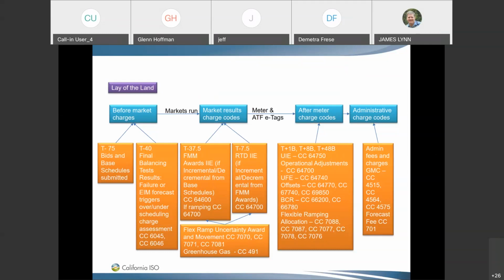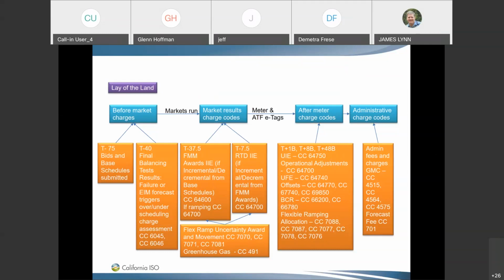But one of the things that I want you to know about this particular slide is I try to give an indication on this slide of where charge codes are triggered based upon certain actions throughout the market runs.